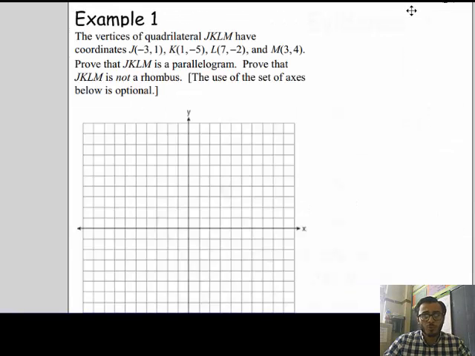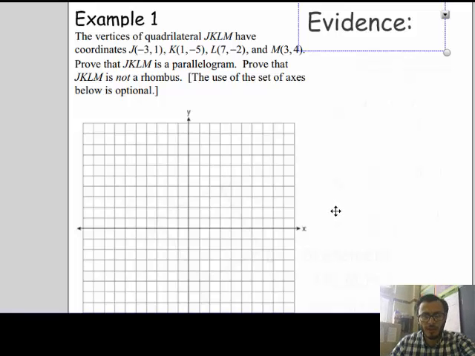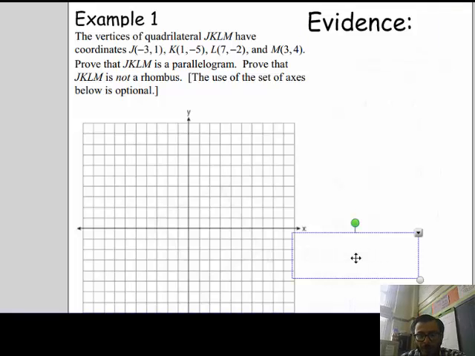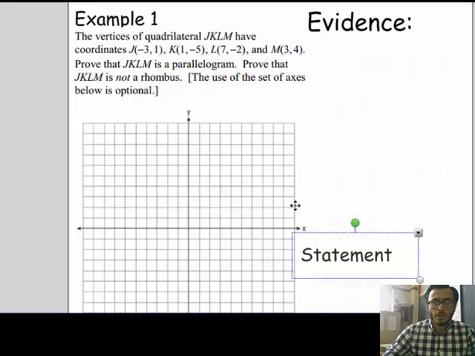With these proofs, there's going to be an evidence portion, and then there's also going to be a statement portion. Let me find the statement part right over here. The evidence is the work that you do, and then the statement is what you're going to write. So let's go ahead and just graph this figure.